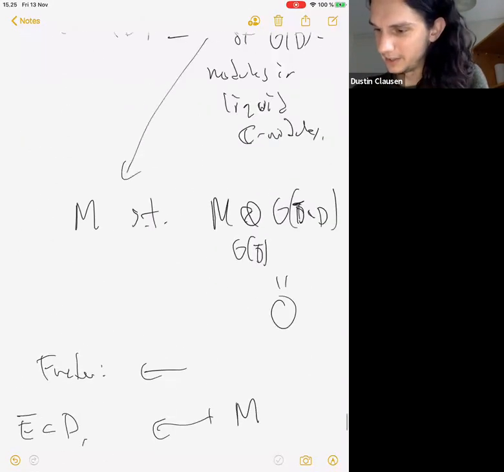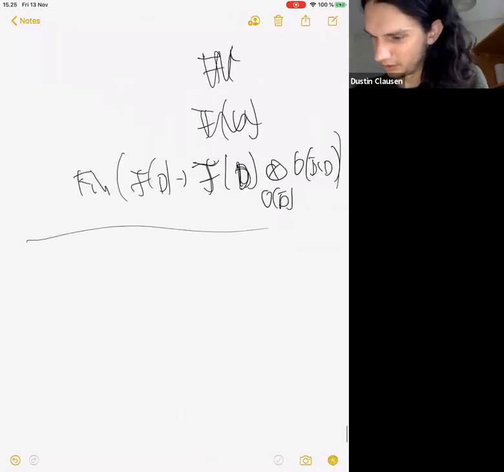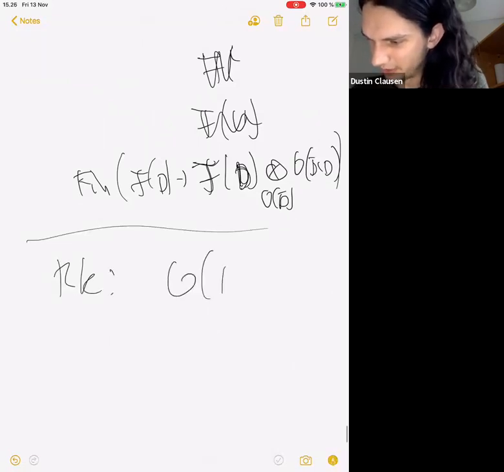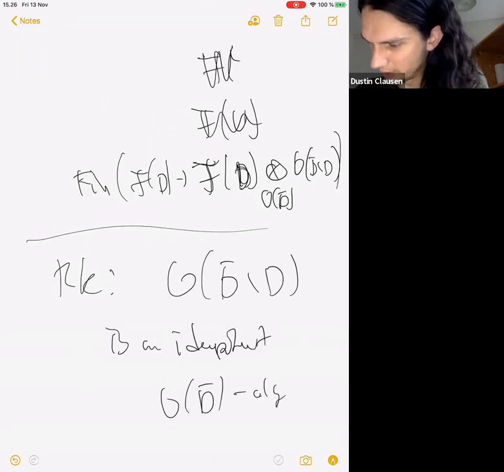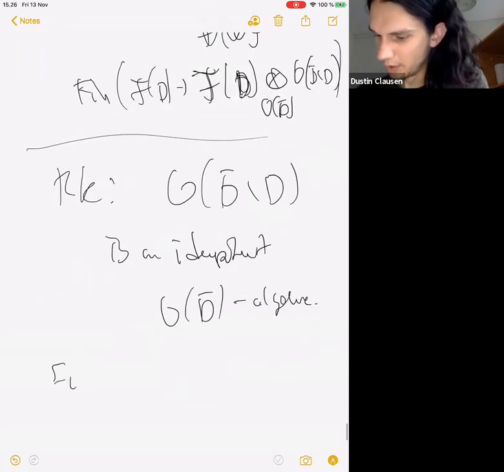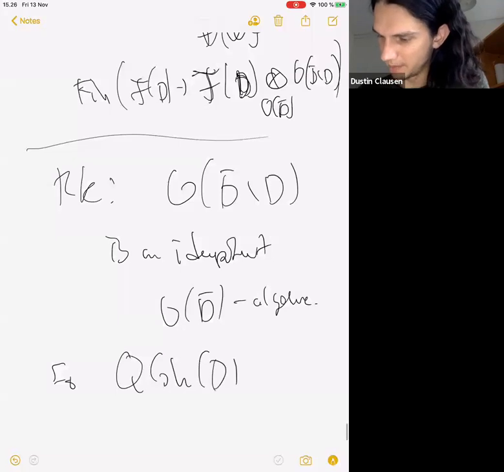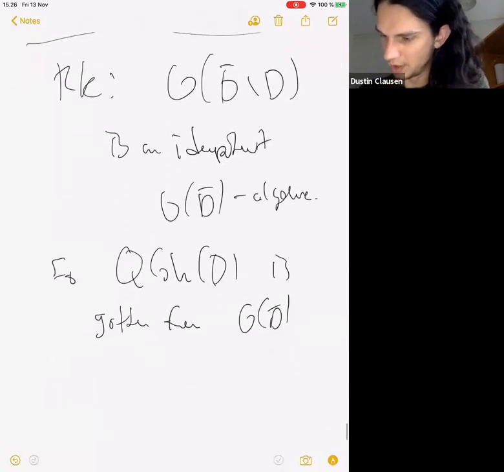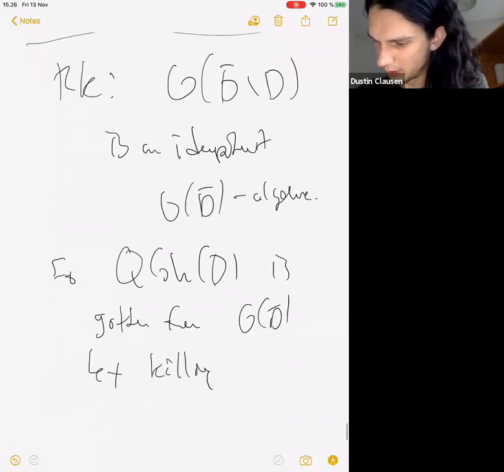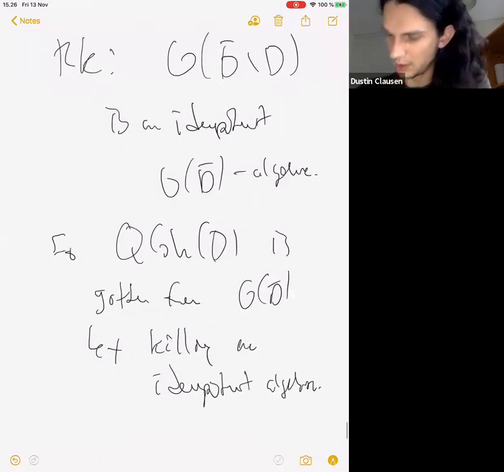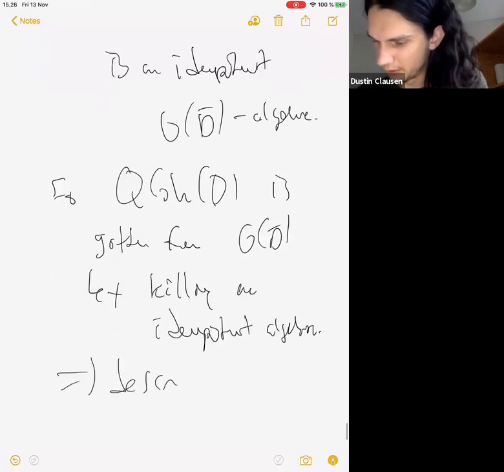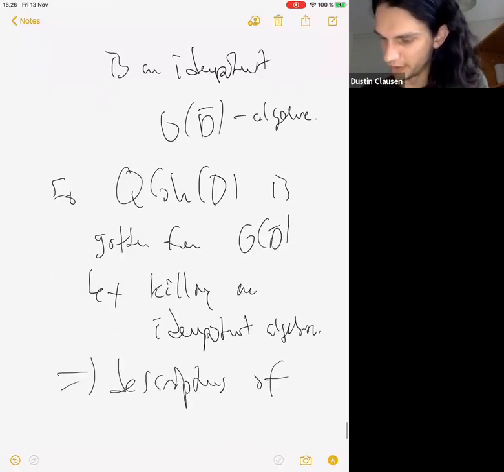But anyway, the point is, the remark you want to make is that the functions on D bar minus D is an idempotent algebra in functions on D bar. So quasi-coherent sheaves on D is gotten from O of D bar modules by killing an idempotent algebra. And this gives descriptions of all the functors.